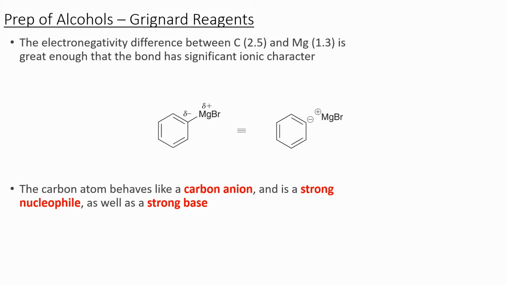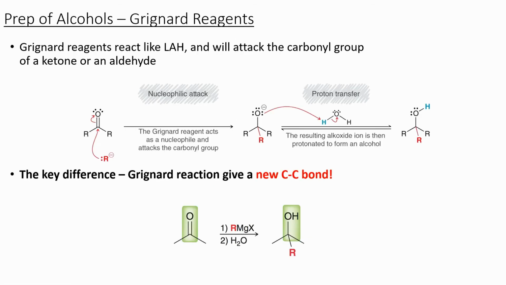And the nice thing about this is we can use it to form carbon anions of all sizes. We can use it to form really small building blocks with carbon negative, and we can use it to form really big building blocks with carbon negative. And this provides us a carbon that is a strong nucleophile as well as a strong base.